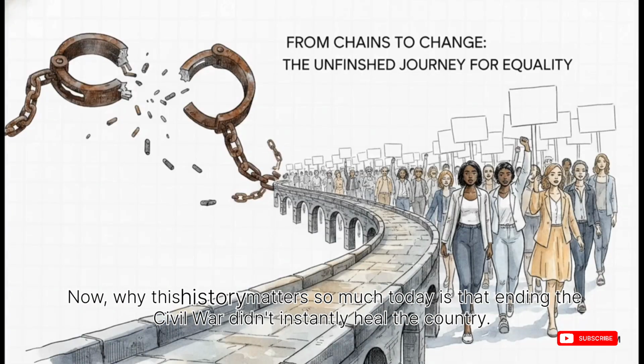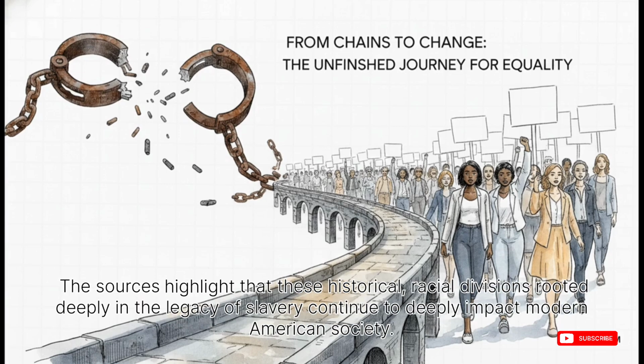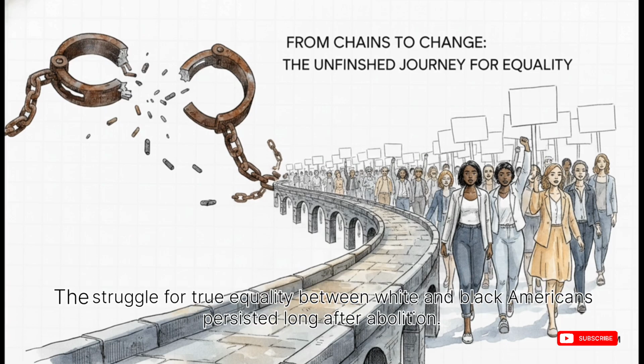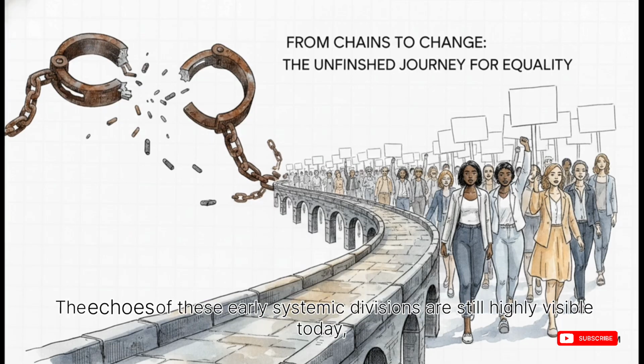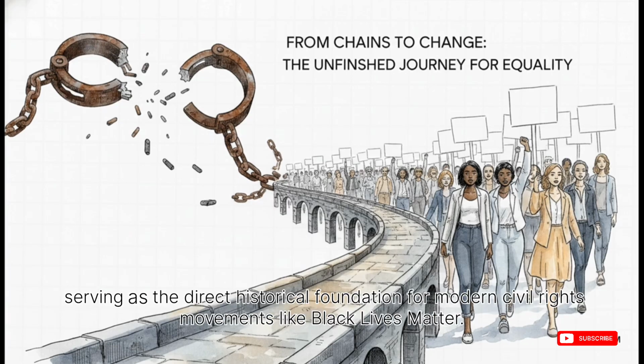Now, why this history matters so much today is that ending the Civil War didn't instantly heal the country. The sources highlight that these historical, racial divisions, rooted deeply in the legacy of slavery, continue to deeply impact modern American society. The struggle for true equality between white and black Americans persisted long after abolition. The echoes of these early systemic divisions are still highly visible today, serving as the direct historical foundation for modern civil rights movements like Black Lives Matter.